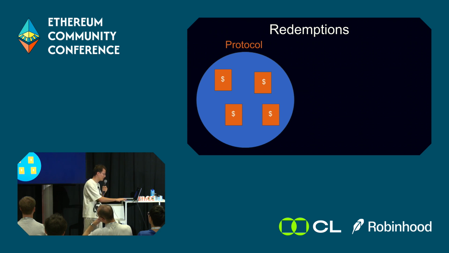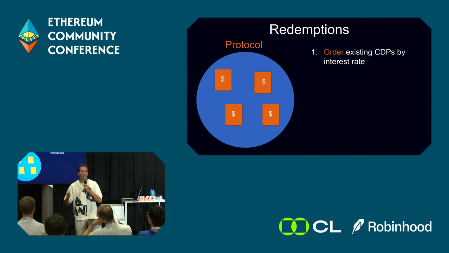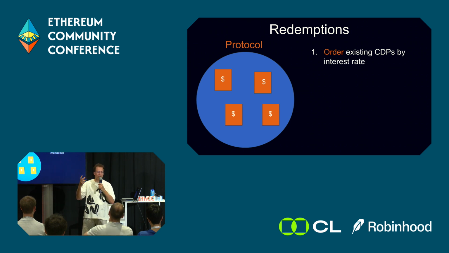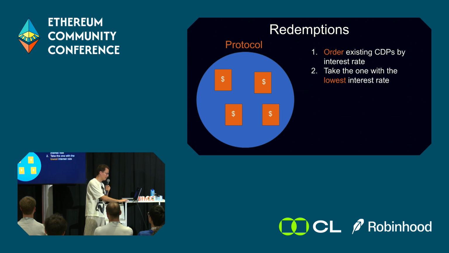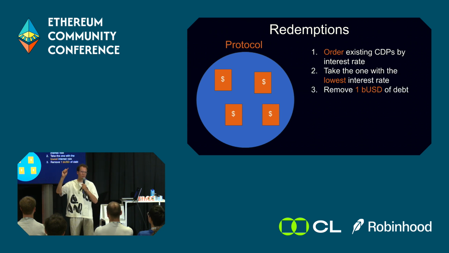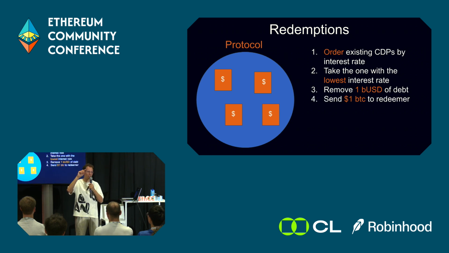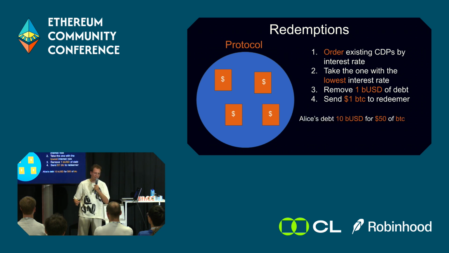Well, here's the catch. In order to decide who's going to get redeemed, who's going to pay the collateral, or pay the Bitcoin, basically, we order all existing CDPs by interest rate, right? And we pick the one with the lowest interest rate. And this is the one who's going to get redeemed. We remove one bitUSD from its debt, all right? We send $1 worth of Bitcoin to the redeemer, and that's how redemption works.